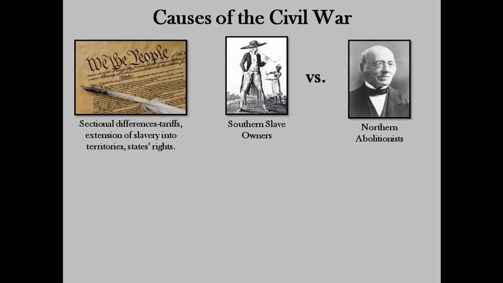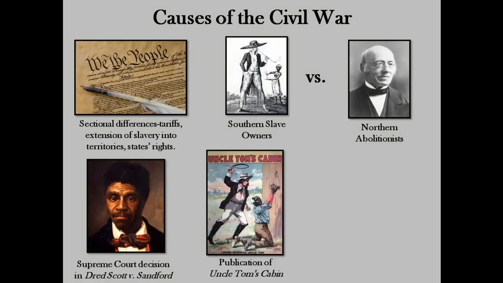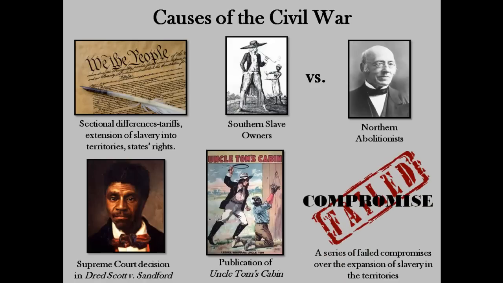Other causes: the Dred Scott decision, which allowed for the spread of slavery into territories, Uncle Tom's Cabin, which highlighted the horrors of slavery for many in the North and in Europe, and the failed compromises over slavery, the Missouri Compromise, the Compromise of 1850, and even the Kansas-Nebraska Act.